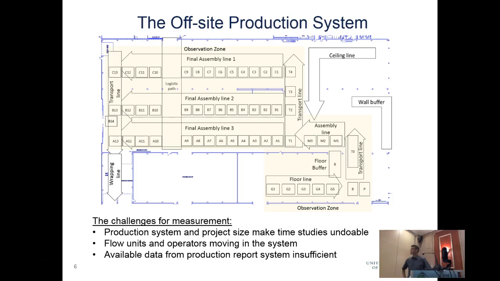The picture shows the layout of the part of the production system, and the yellow zone, I don't know if you can see it, shows the observation zone of the case study. Flow is like this from the floor line, assembly here, and 3 parallel final assembly lines. We left the wall element line and the ceiling element line outside the case, and even the wrapping and the storage after. So we limited the size of the case, and we targeted a lot of challenges for the measurements, and even if we limited the size and had a rather small project, time studies and measurements like this were not doable.